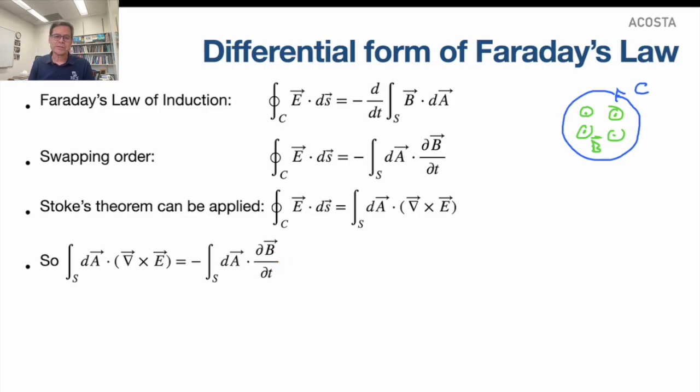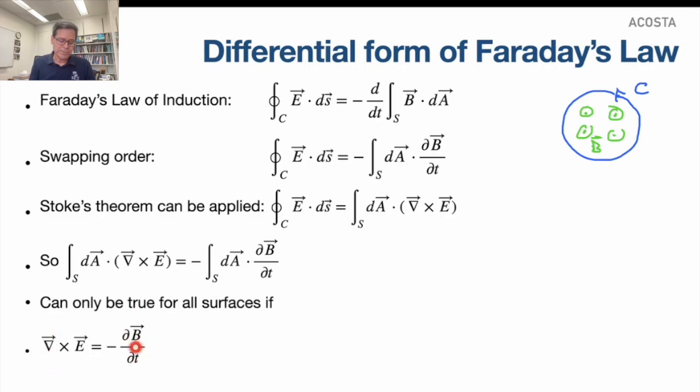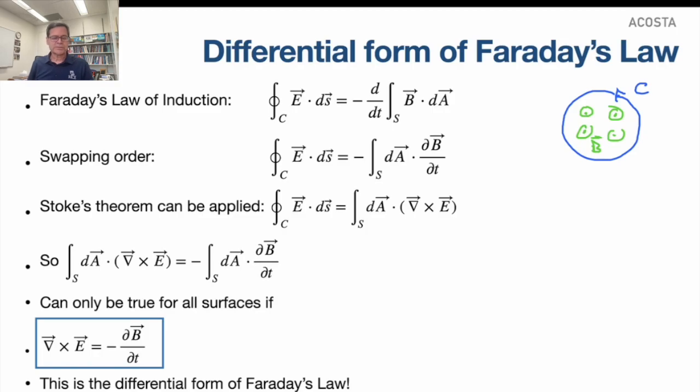Now again, the laws of physics can't depend on what path C we choose and thus what surface. So for this to be true in general, we have to have that the integrands are equal, and that tells us that the curl of E equals minus the time derivative of B. So this is the differential form of Faraday's law. So we've transformed it from this integral formulation, which I've written up above, into this partial differential equation on the bottom there, that's boxed.